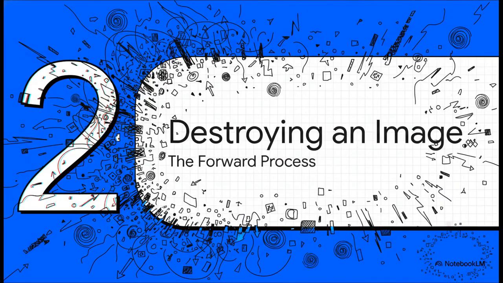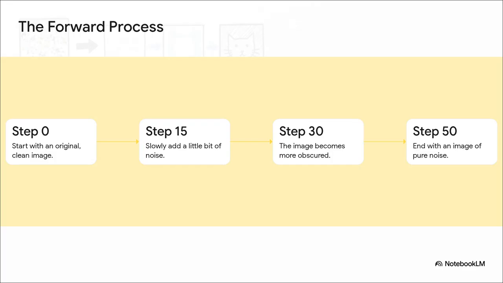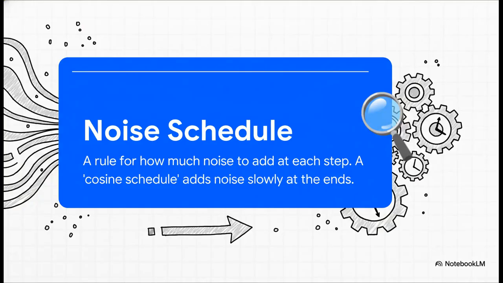All right, let's start with the easy bit, taking a beautiful image and just turning it into a mess of noise. So, picture this. We take an image. Let's use this piece of clothing here. Then, over a bunch of steps, let's say 50 of them, we just keep adding a little bit of digital noise. Think of it like TV static. We add a little, then a little more, and a little more until the original picture is totally gone. It's just random noise. Now, you might think we're just throwing random static at it, but nope. There's a method to the madness.